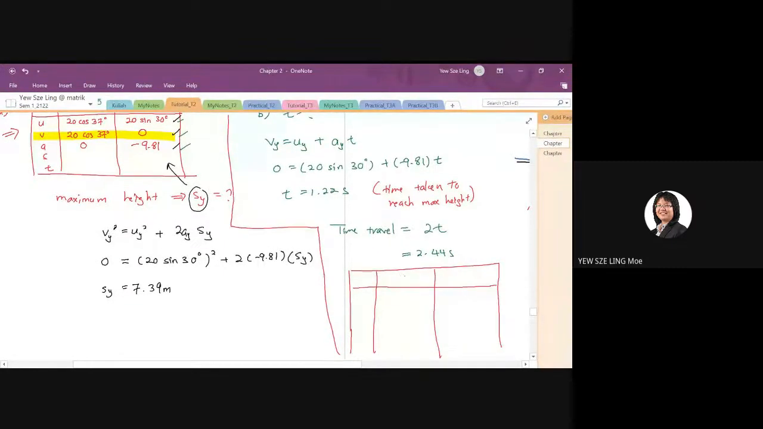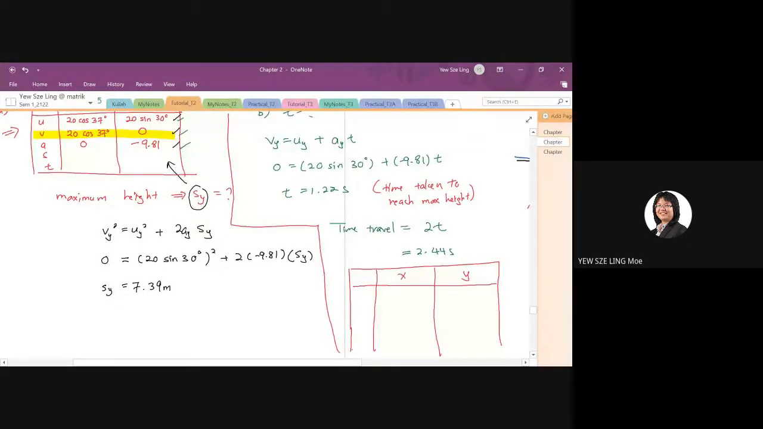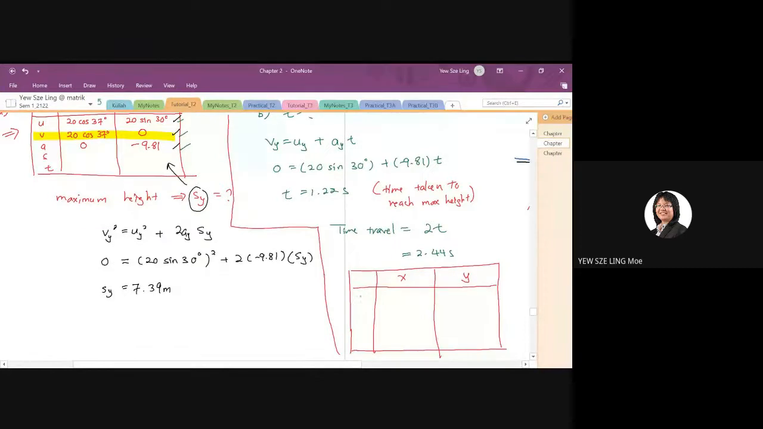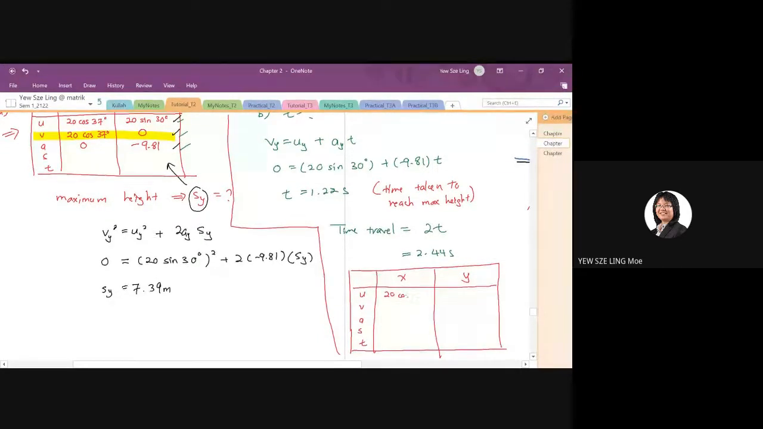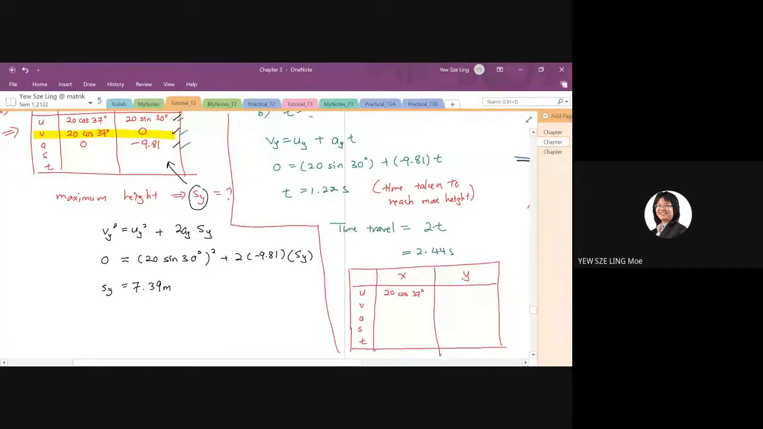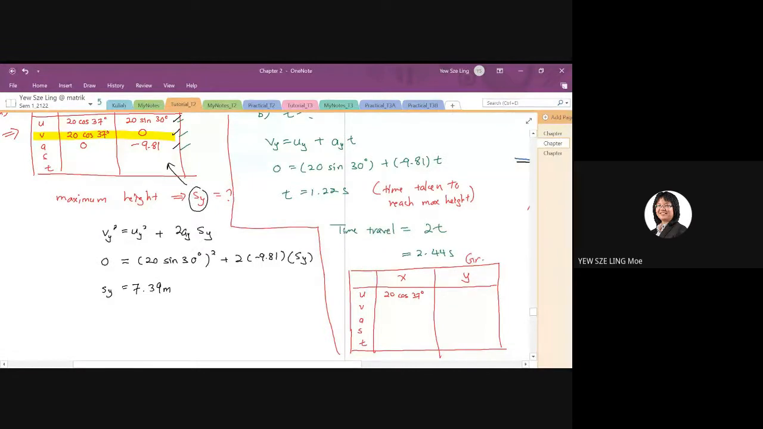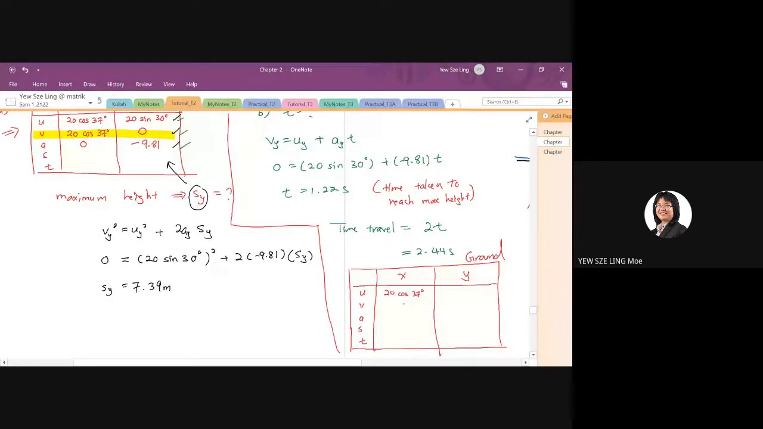So X component, Y component, and then U, V, A, S, T. I have U because I have the same initial position. I didn't change the initial position. The only thing that I changed is the final position. From maximum height, go to ground. So this is ground. Just now it's for maximum height.